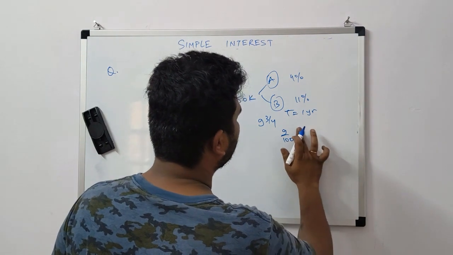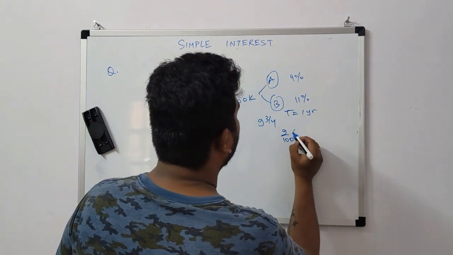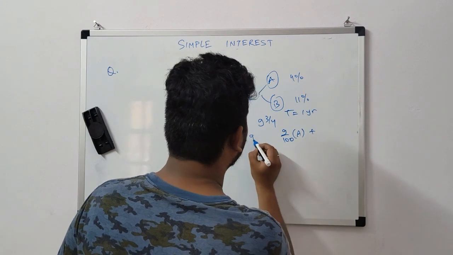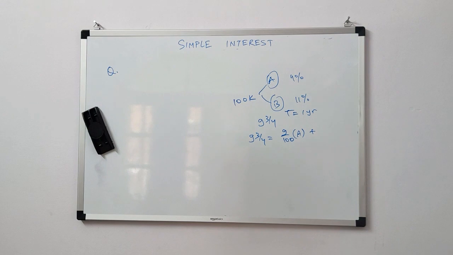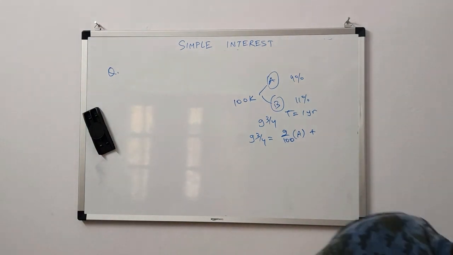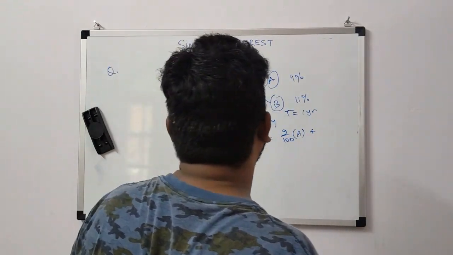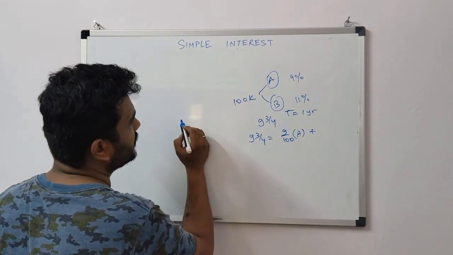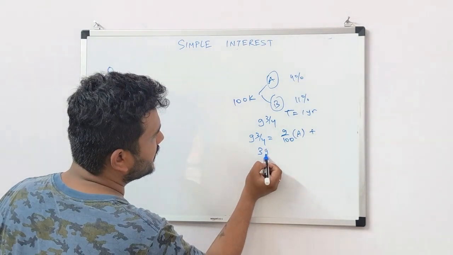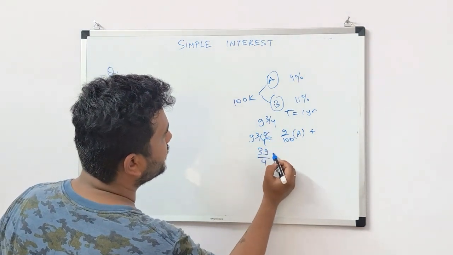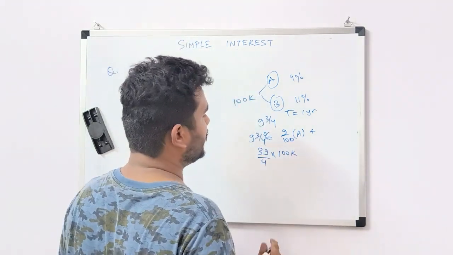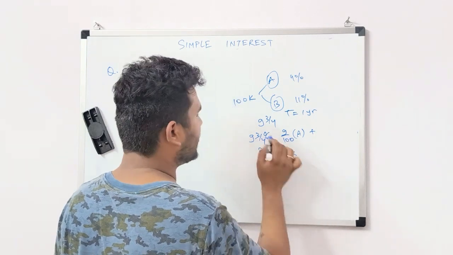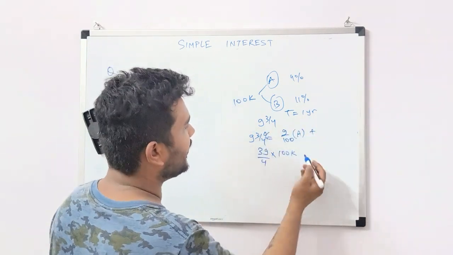9/100, 1 year, so we do not consider time. A amount is invested. This 9 3/4, is this a percentage or what? 9 3/4% total interest. Okay. So 9 3/4% means of principal it should be. So 9, 18, 27, 36, 39/4% saying. So 100k is the principal. So this is the percentage. 9 3/4% of principal is your interest.